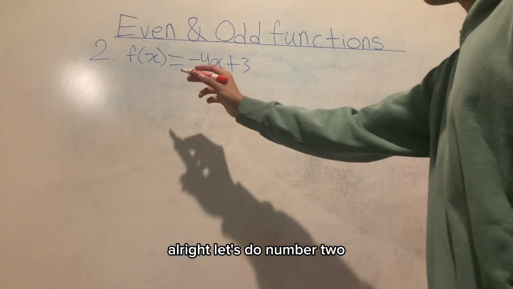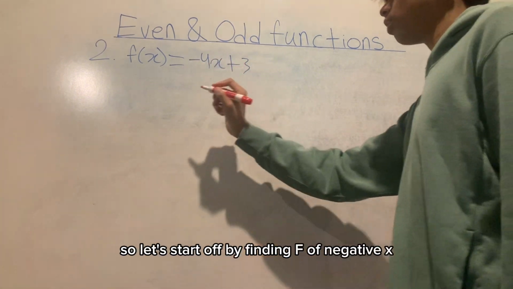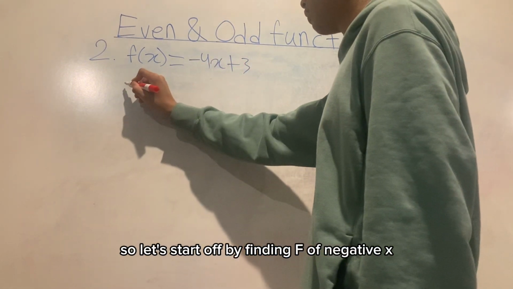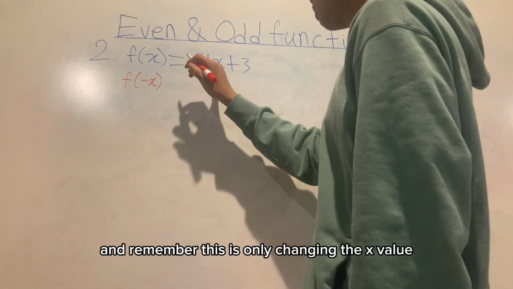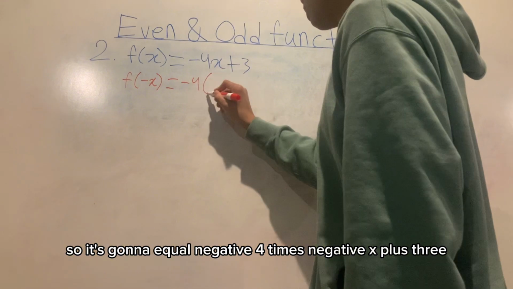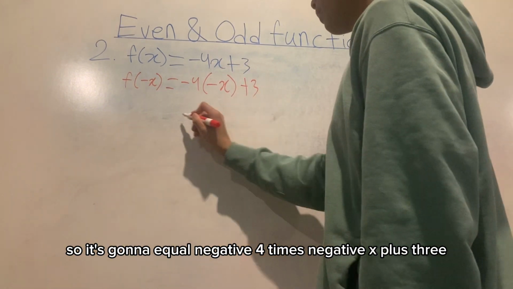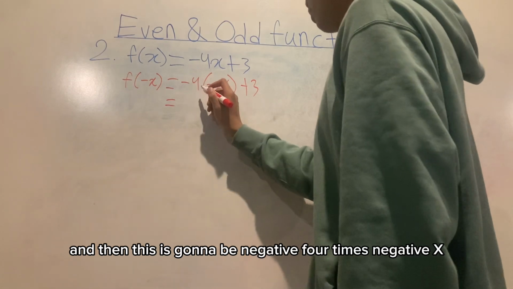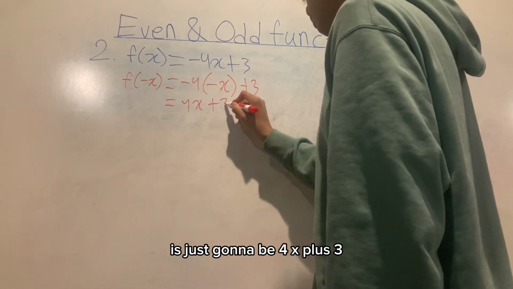Alright, let's do number 2. So it says f of x equals negative 4x plus 3. So let's start off by finding f of negative x. And remember, this is only changing the x value. So this is going to equal negative 4 times negative x plus 3. And then negative 4 times negative x is just going to be 4x plus 3.